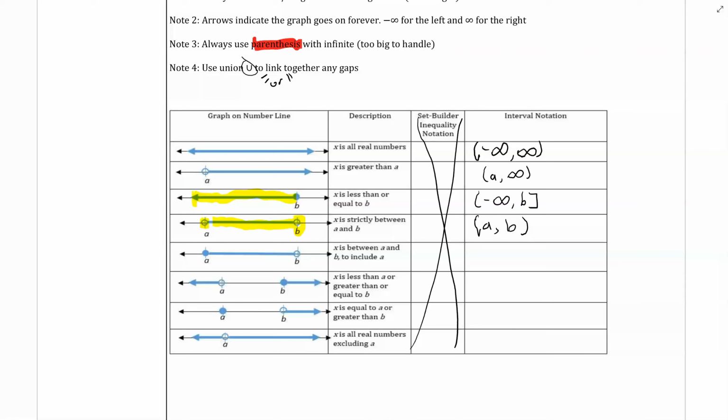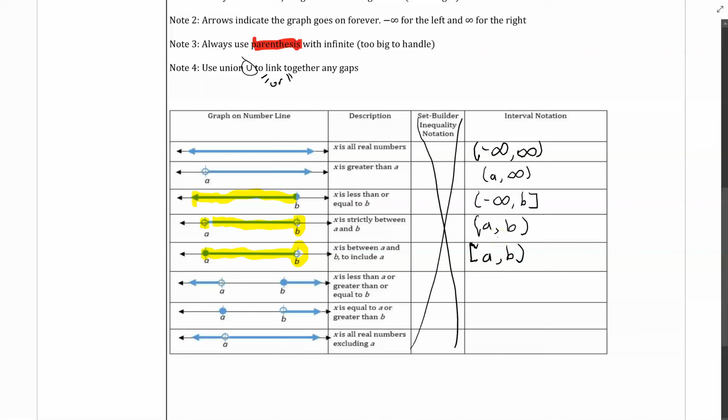Moving on, pencil, leftmost, starts at A with a closed circle, so we include A, and we will include it using a bracket. Tracing along the line, we hit an open circle at B, so we stop at B, and then we use a parentheses.